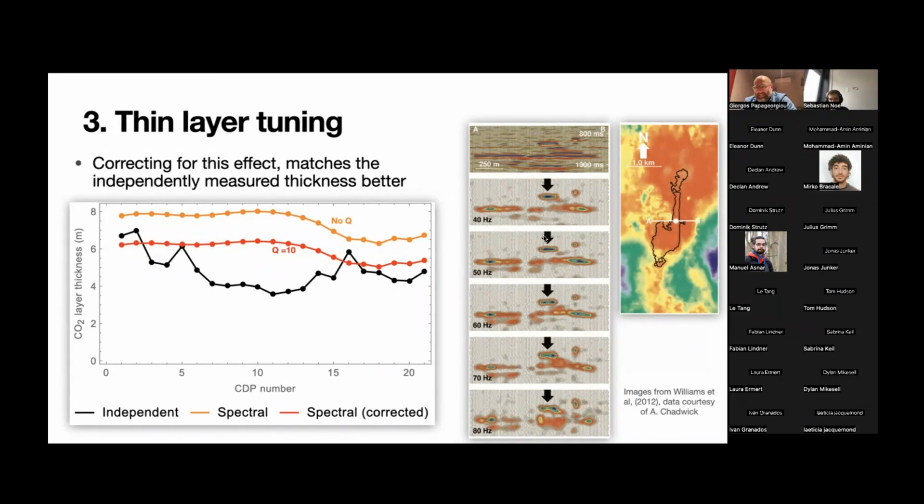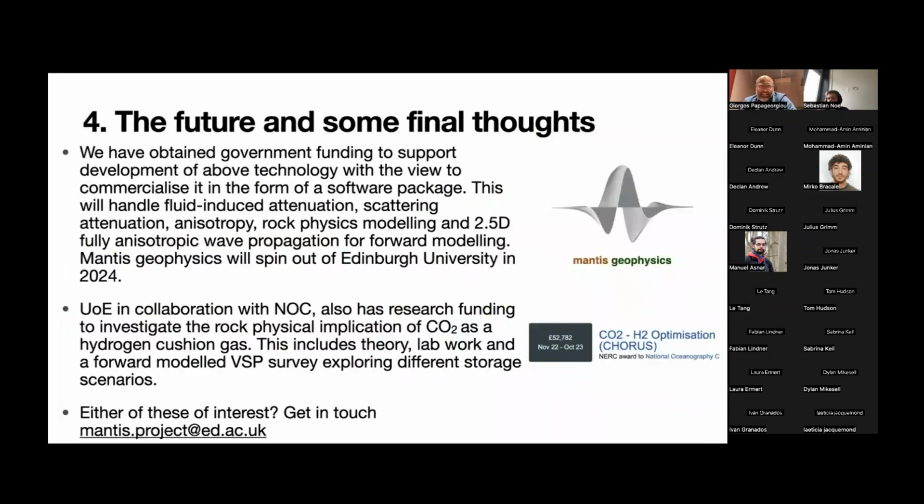And then I sat down and did the same thing, but I assumed that this little dome here has a Q of 10, and magically this pushes everything down by a couple of meters, and essentially if this is a viscoelastic layer, then it would tune at a different thickness, and it would match the independent measurement more accurately. Of course, this doesn't say much. No one knows how big this thin layer is, but it does actually give an indication of this potentially being significant. So what are we doing in the future?